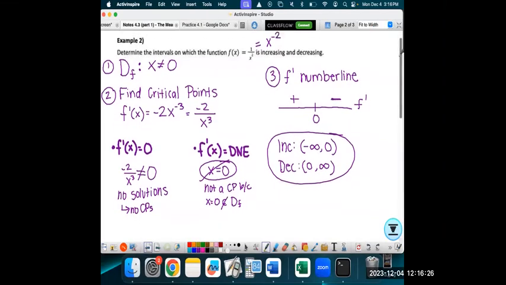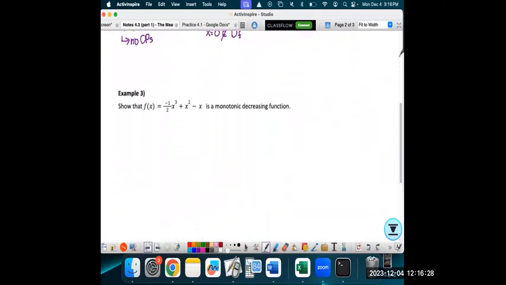Moving on to question 3. Show that f of x equals -½x cubed plus x squared minus x is a monotonic decreasing function. First and foremost, decreasing functions are where the derivative values are negative. And then monotonic means that it could also be staying still for a little while, so that's the equal to part.